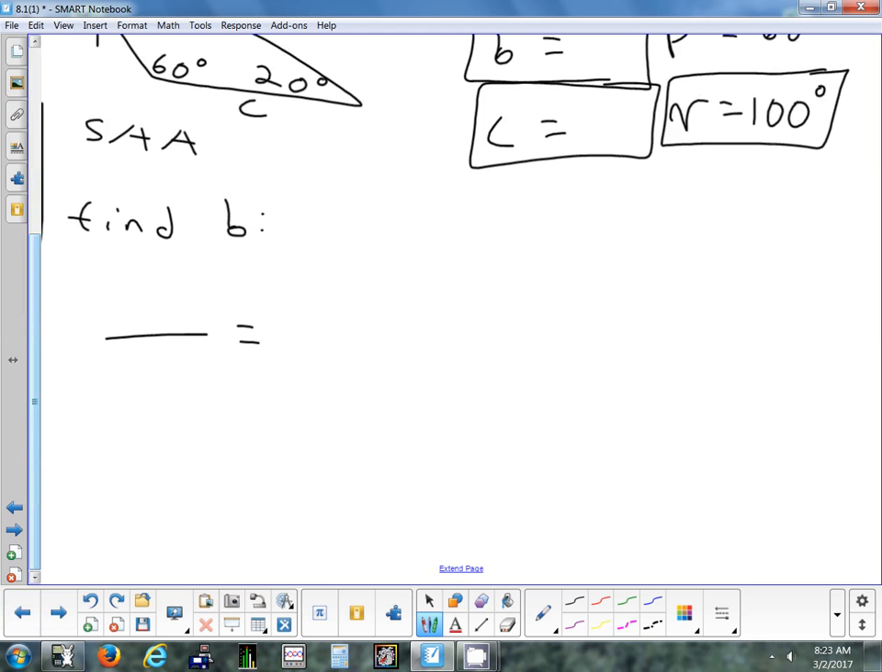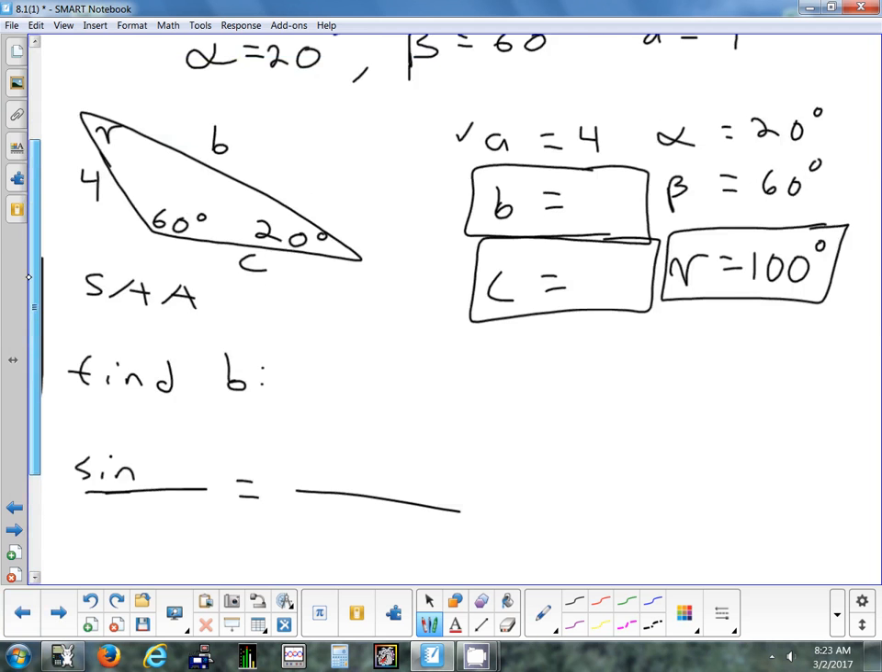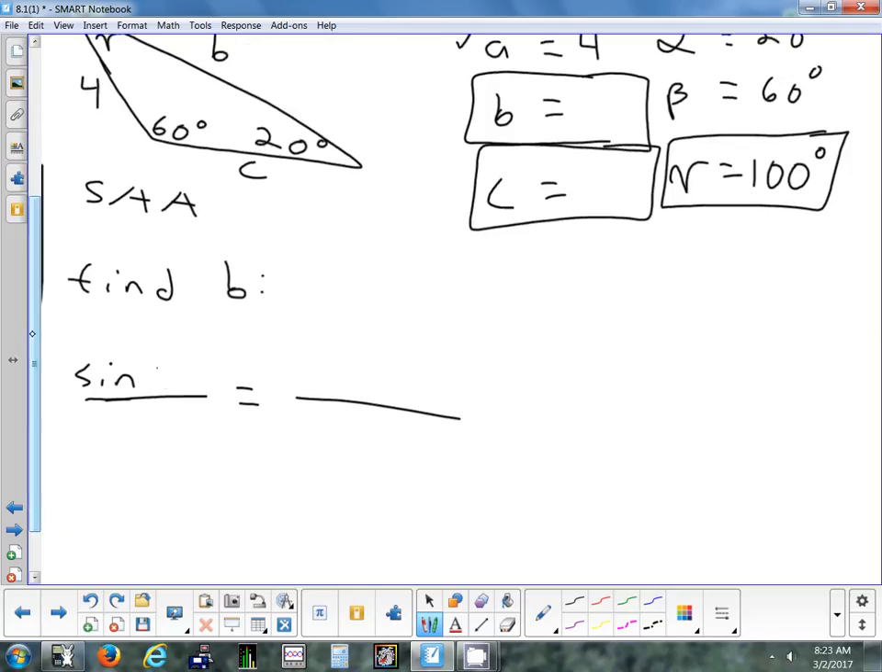Okay, so set up your proportion. So sine of, what is alpha? 20. We're going to divide by 4. Equals, and now if we're solving for B, we're going to use row 2. What's going to go on top on the other side? 60 over B.